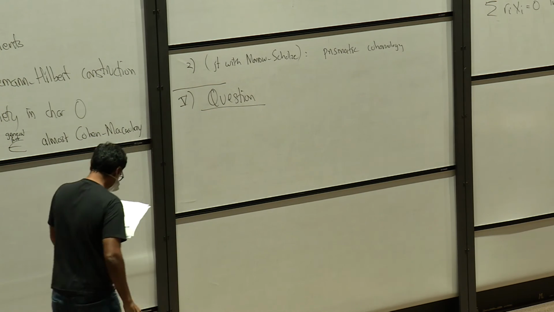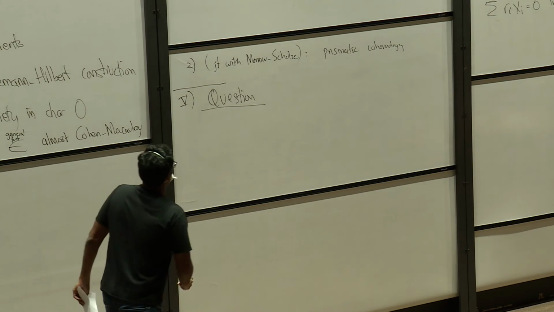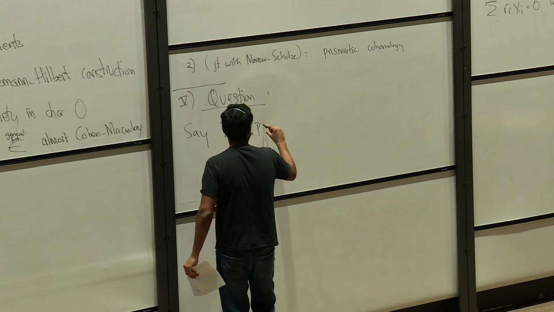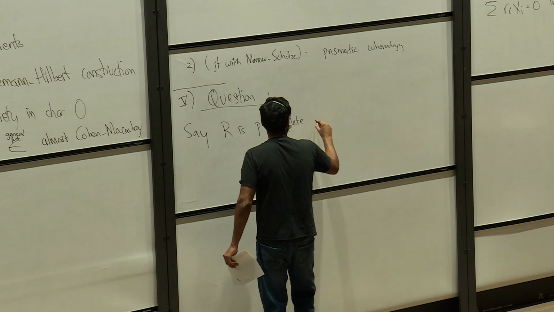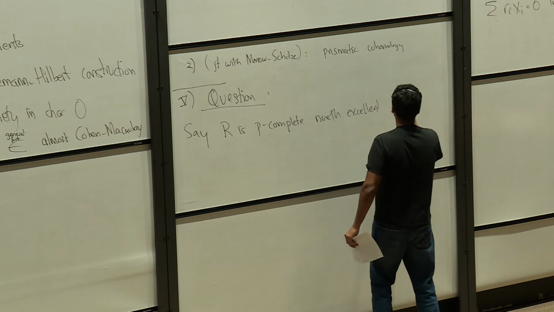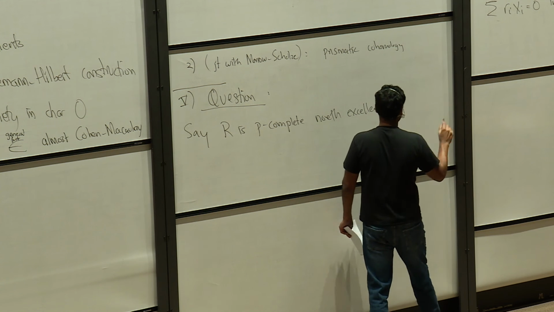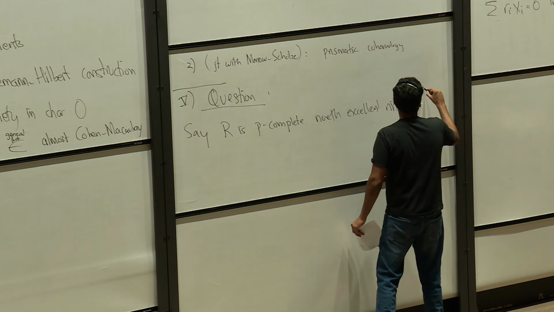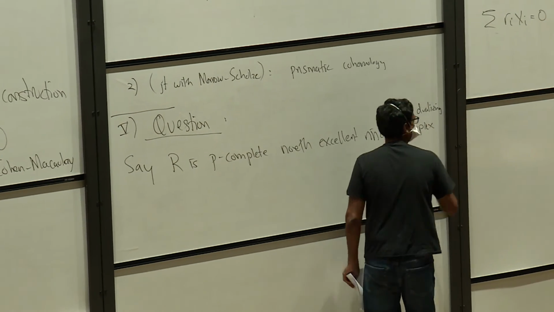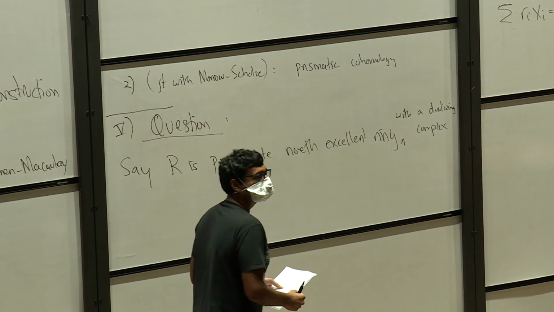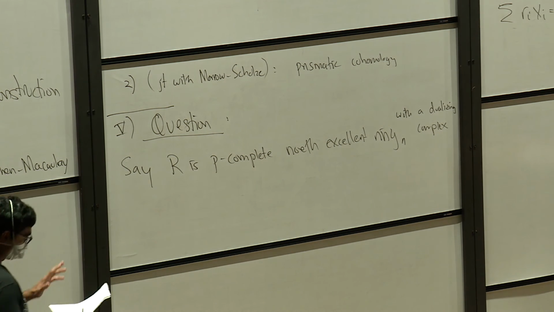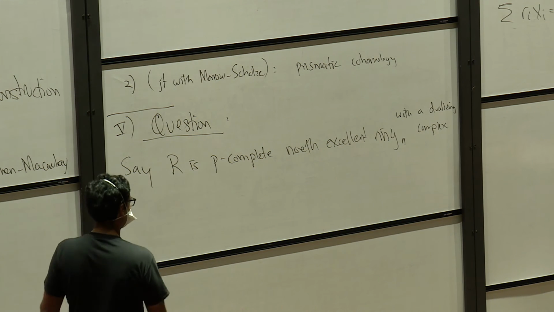I try to keep things as simple as possible, but OK. So say R is a p-adically complete Noetherian excellent ring, just like over here. OK, and since Ofer is in the audience, let me say with a dualizing complex. If you're happy, I'm going to move on.